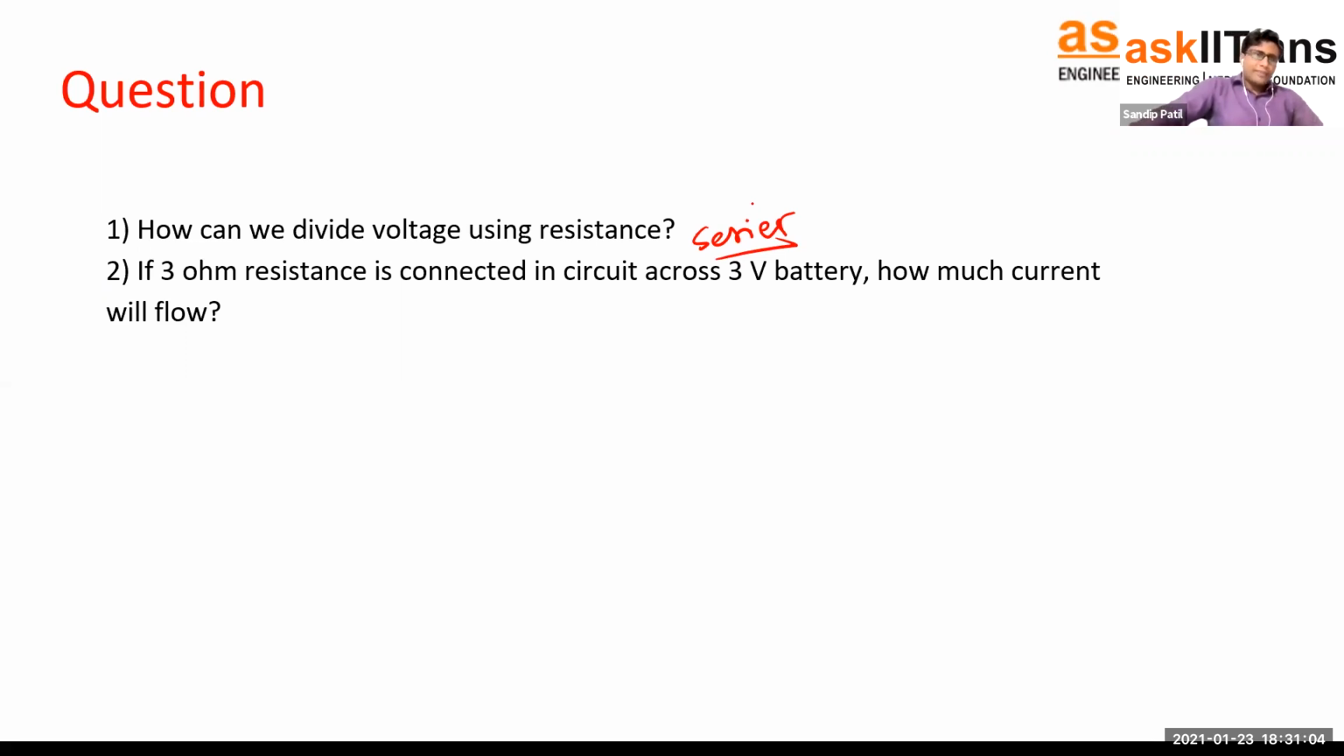Then, if a 3 ohm resistance is connected in a circuit across a 3 volt battery, how much current will flow? Very simple. Now only one resistance is there, one battery is there. We already know the formula. V is equal to I R, or I can also say I is equal to V by R. Try to substitute the values and tell me the answer. That will be 3 upon 3 is equal to 1 ampere. Very simple.